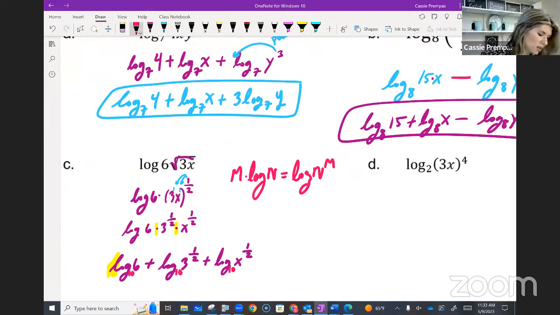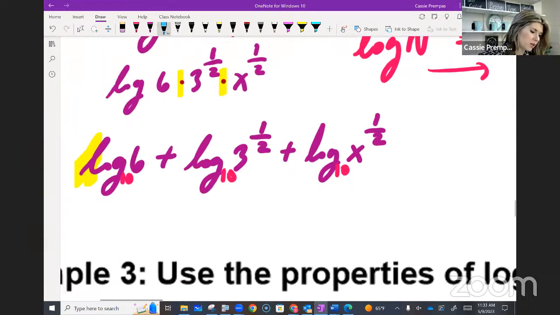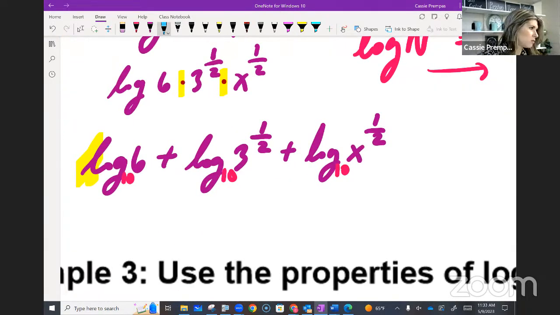So basically, I should just write this in this way. This is log of n to the mth is the same as bringing it out in front. You guys know an equation's reversible, so rather than going forward, I'm just writing it this way. I'm taking the m and I'm going to put it out in front. Does that make sense? So what would I bring out in front of the last two? The 1/2, and I just bring it out right in front of the log it's next to.